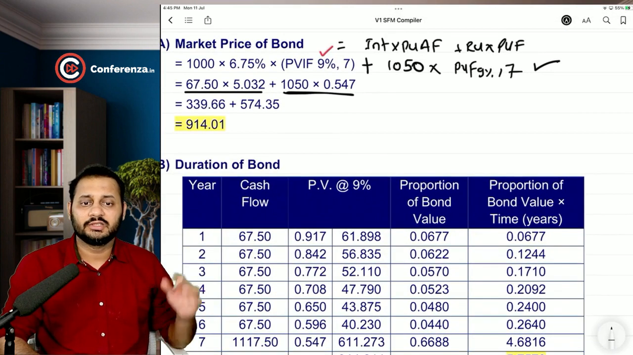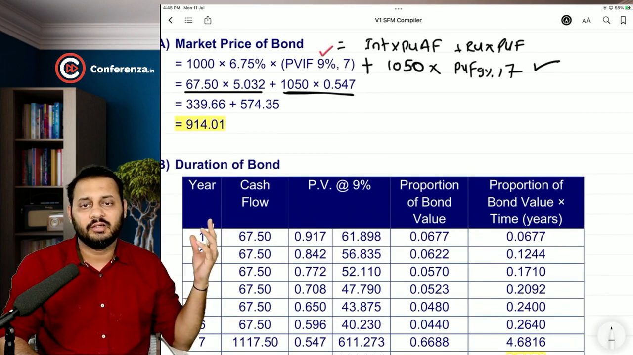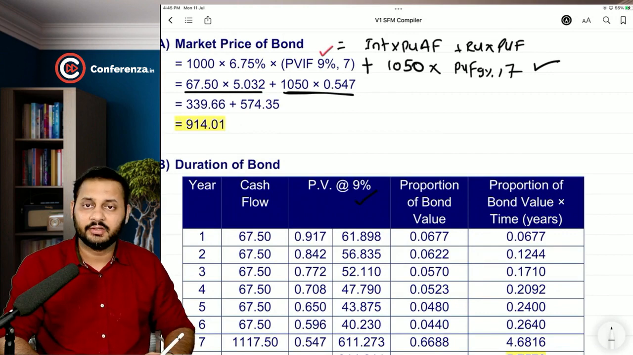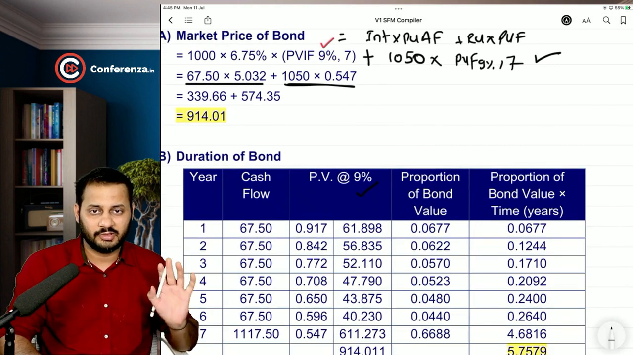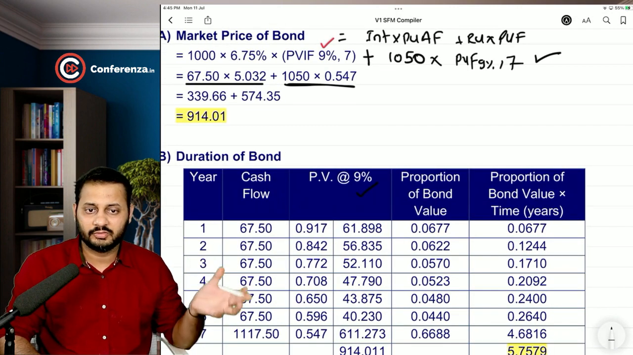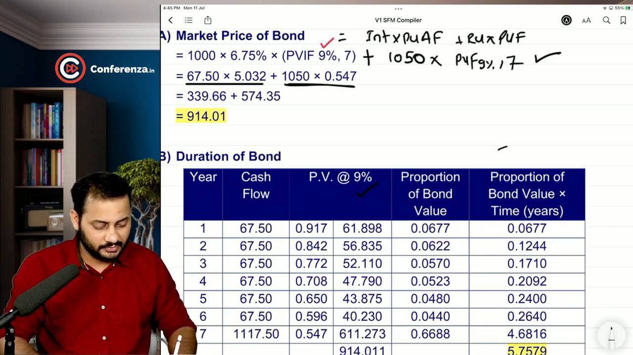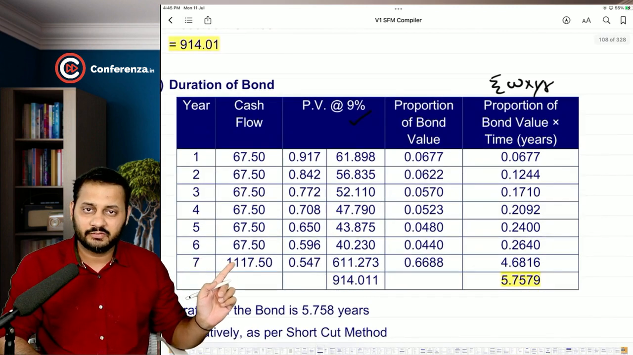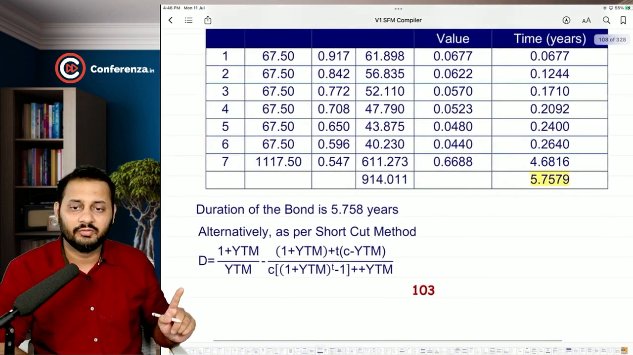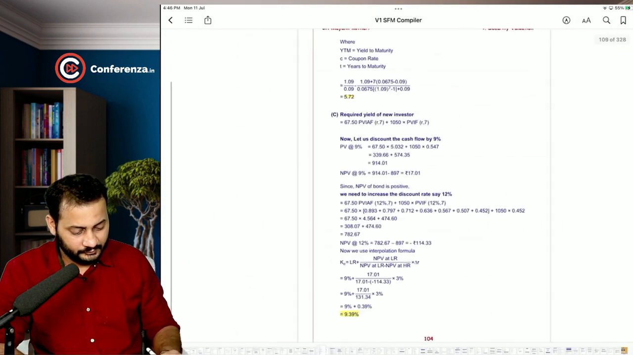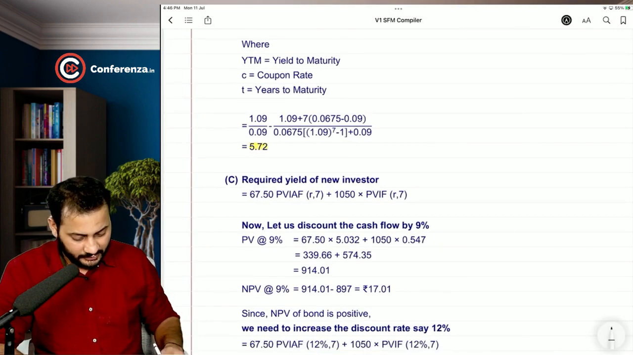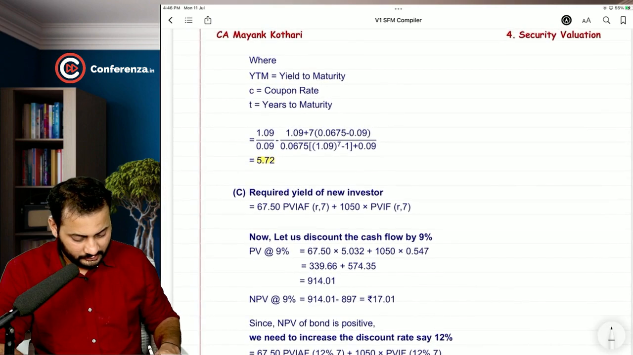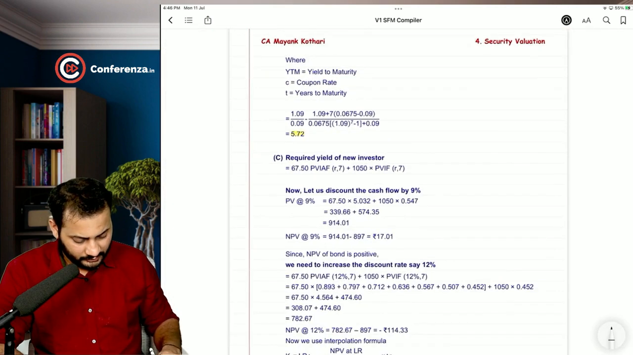Okay. Now this is the second part, duration at 9%. You can use the 1 plus YTM formula also to calculate this. Otherwise, summation of weight into year is also okay. The duration comes to 5.7579. This divided by 1 plus YTM will give you the volatility. This divided by, where is the volatility?